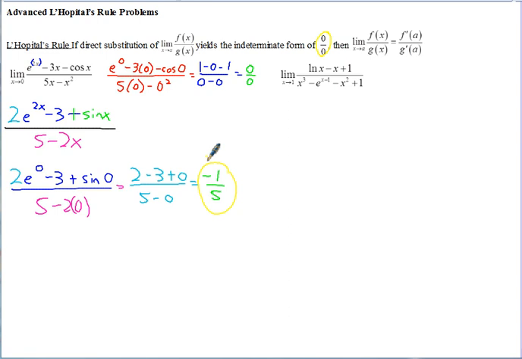Now let's take a look at another one here. On this one, if you substitute in 1 for x, we get the natural log of 1 minus 1 plus 1 over 1 to the third minus e to the, when you substitute 1 there, that's going to be 0, minus 1 squared plus 1. So the natural log of 1 is 0 minus 1 plus 1 over, that's 1 minus e to the 0 is 1. 1 squared is 1 plus 1.